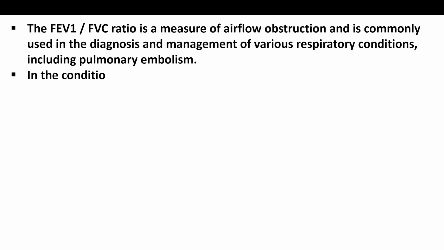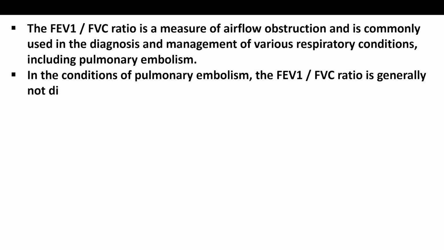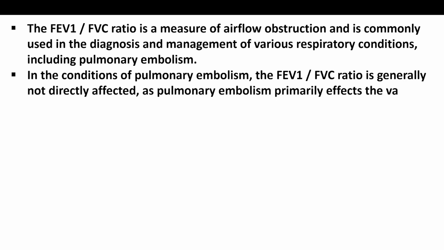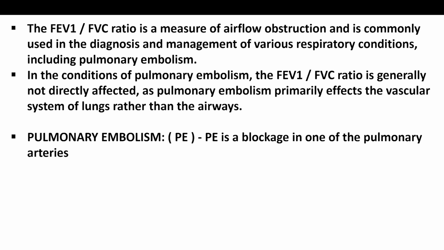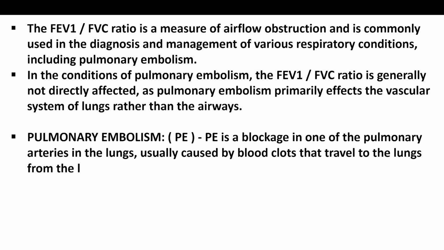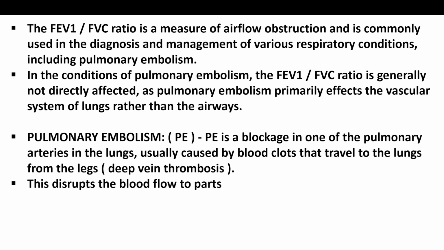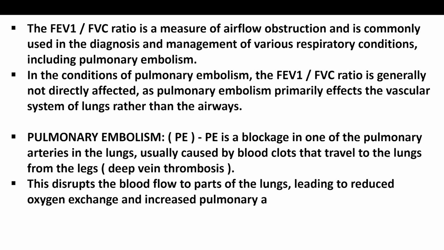In the conditions of pulmonary embolism, the FEV1-FVC ratio is generally not directly affected, as pulmonary embolism primarily affects the vascular system of lungs rather than the airways. Pulmonary embolism, PE, is a blockage in one of the pulmonary arteries in the lungs, usually caused by blood clots that travel to the lungs from the legs, deep vein thrombosis. This disrupts the blood flow to parts of the lungs, leading to reduced oxygen exchange and increased pulmonary artery pressure.